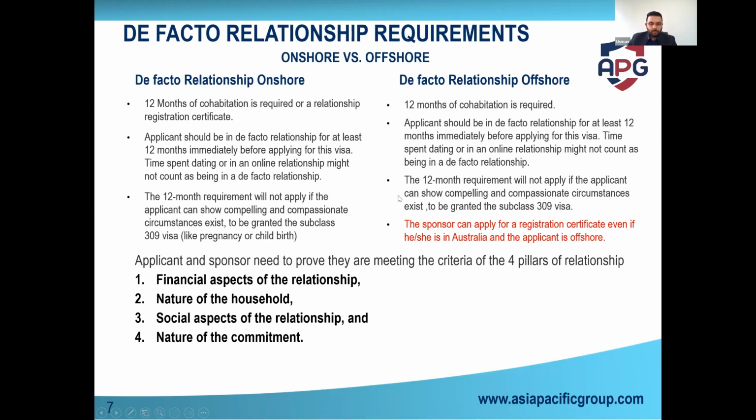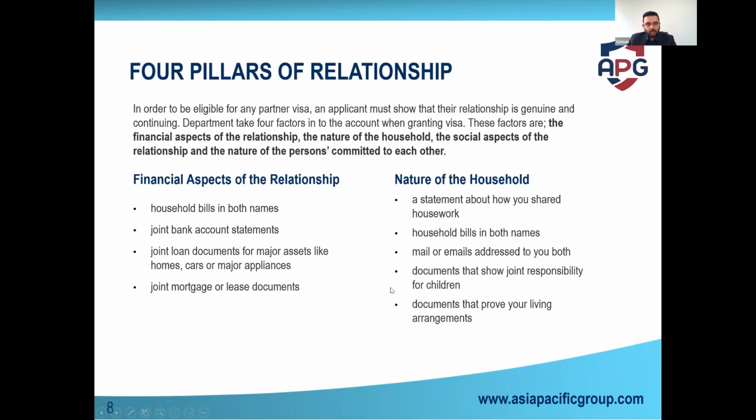Let's go one by one. The first thing is financial aspects. As the name says, it's quite clear that you have to show that you're spending money together, that you are having assets and liabilities together. For example, as you see in the examples, household bills in both names. So this shows that you're in a committed relationship.